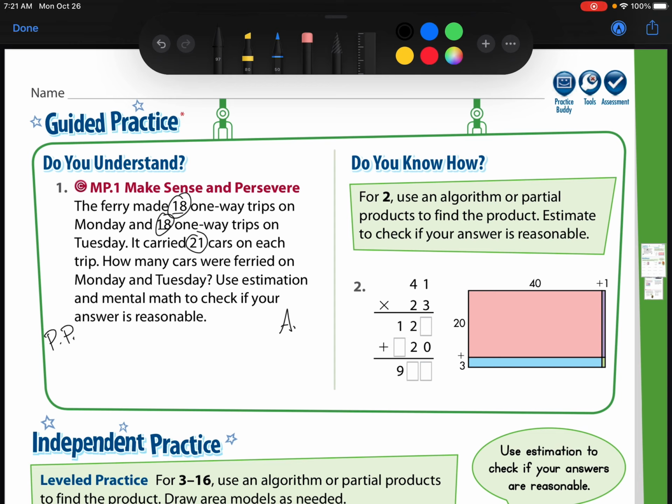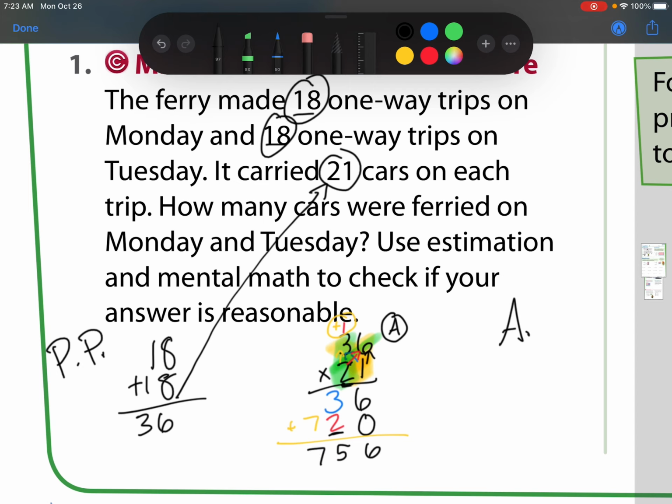So what do we have when we add them all up together? We have 756. Now let's use estimation because it told us to use that too. Well, 36 is close to 40. 21 is close to 20. 2 times 4 is 8, and add those 2 zeros on. Are these numbers close to each other? Yes, they are. So our estimation shows our answer is probably reasonable.